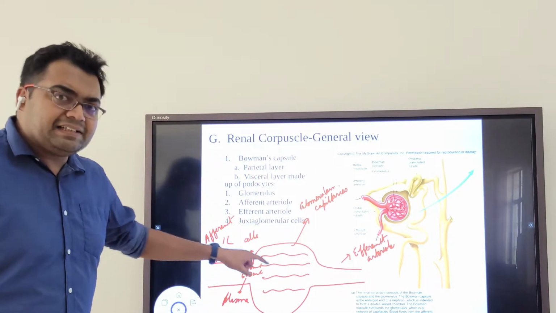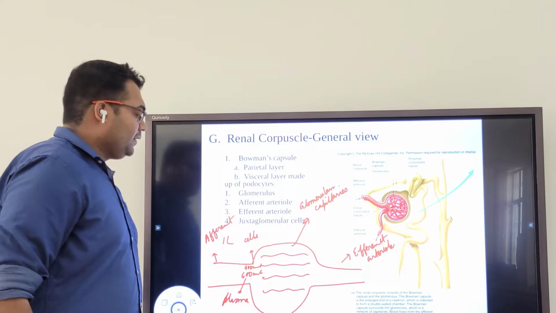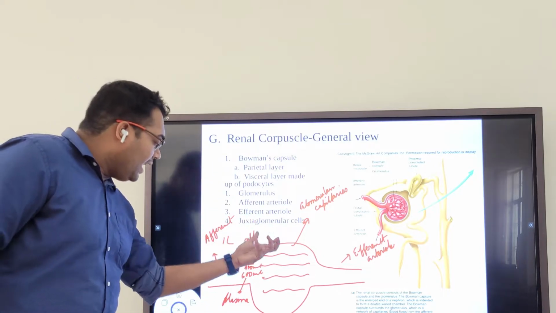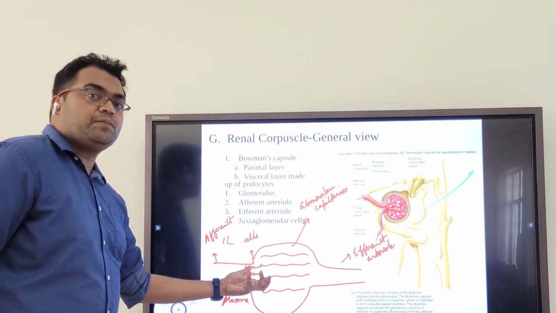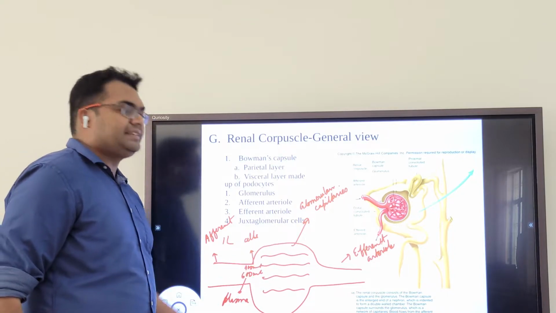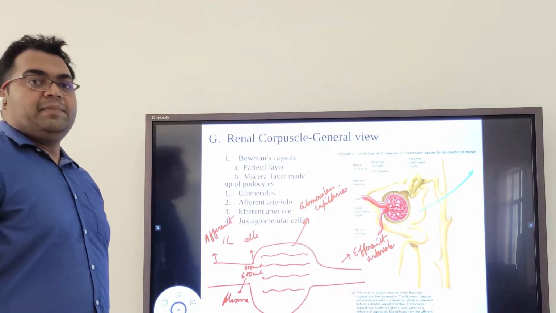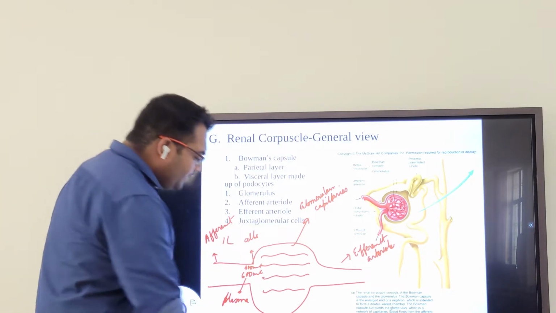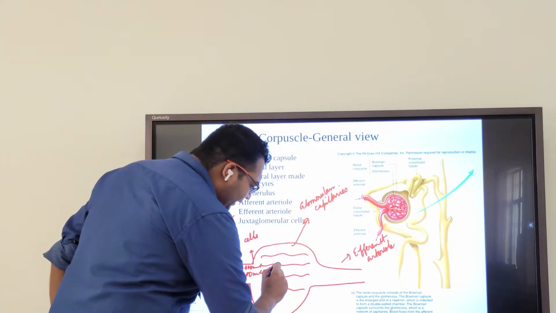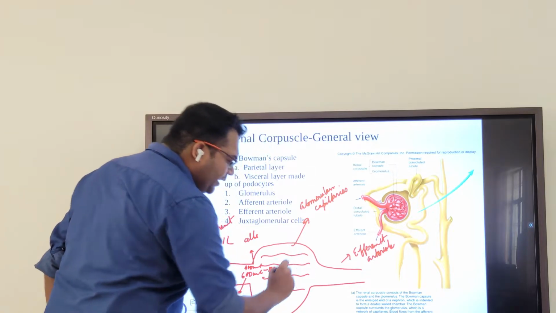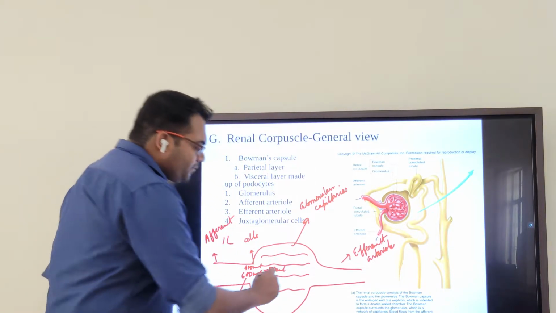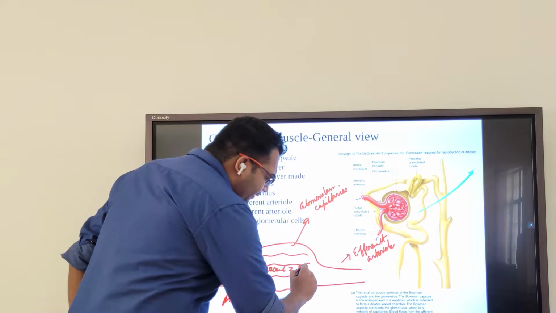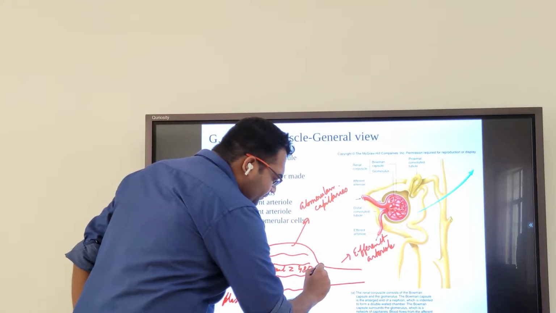The plasma is the thing that will be filtered. How much of the plasma is filtered? Only 20%. Meaning that if you take 20% out of it, you will get 120. So 120 is the glomerular filtration rate per minute, and what you have left is 480 ml.